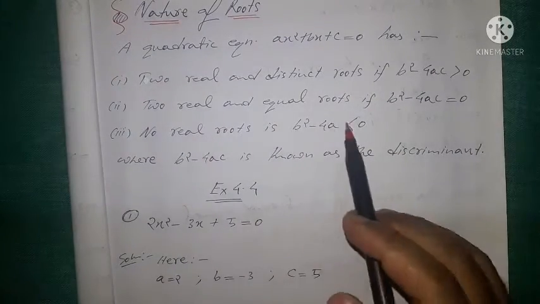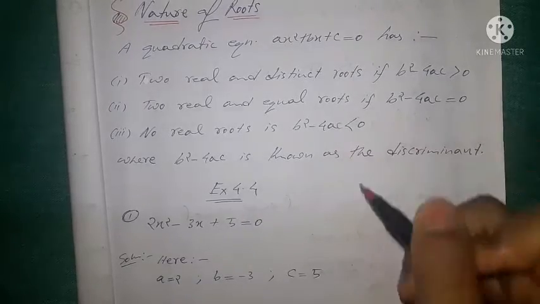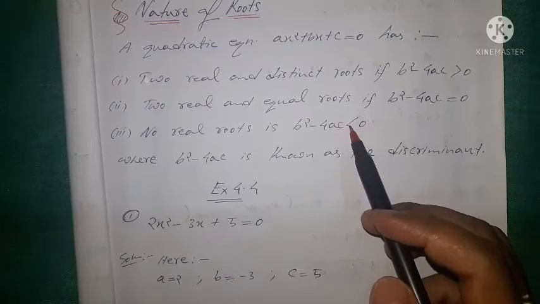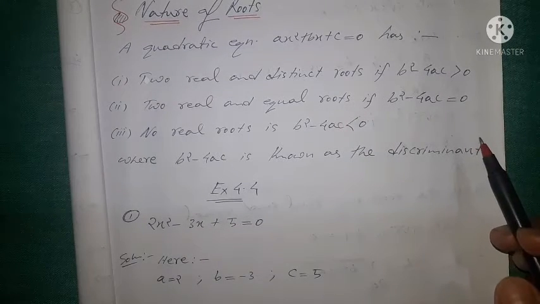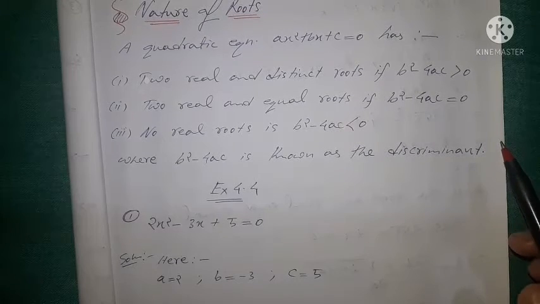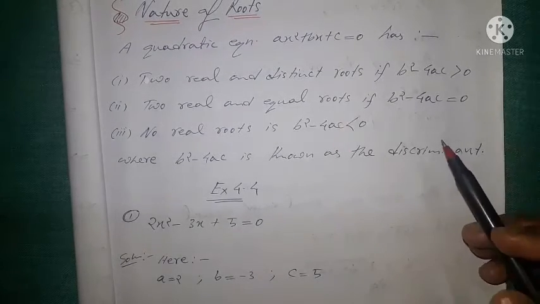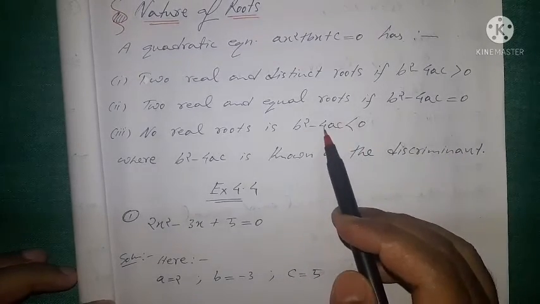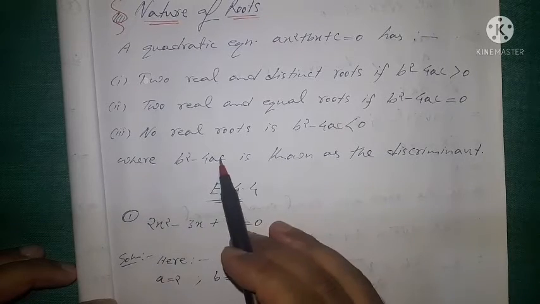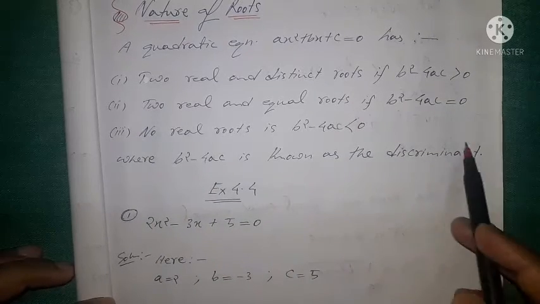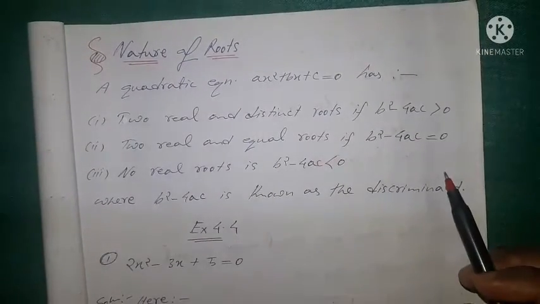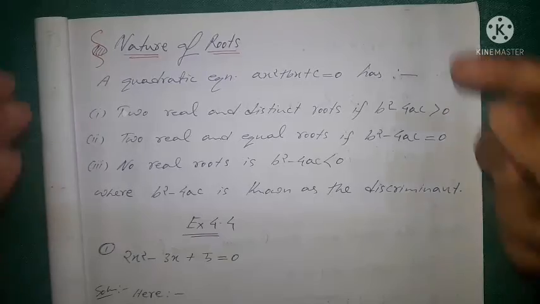And in the third case, if b square minus 4ac is less than 0, that means the value of this b square minus 4ac is negative, then there will be no real roots. Then we will not get any kind of roots for that given equation. So these are the three conditions. So this b square minus 4ac is known as the discriminant. Where b square minus 4ac is known as the discriminant of this equation ax square plus bx plus c. So in this manner we can find the nature of the roots.